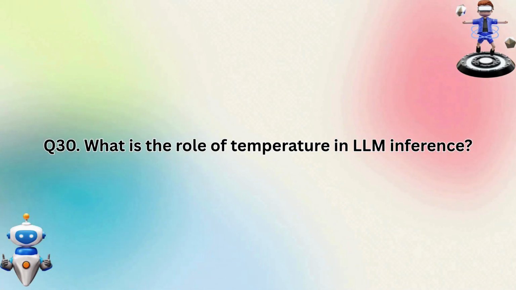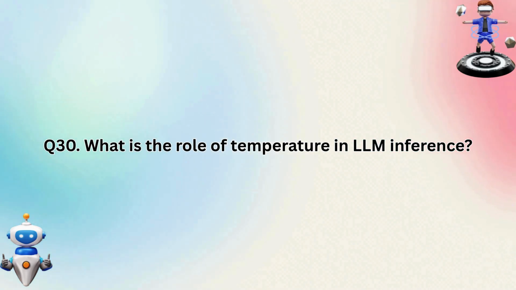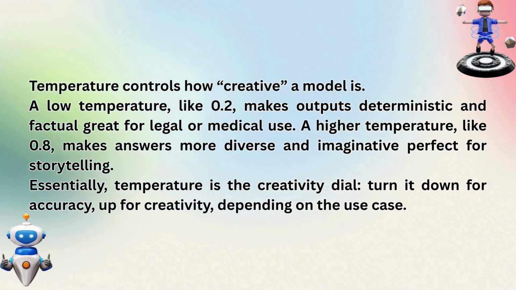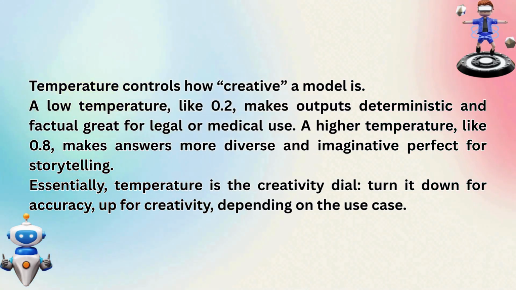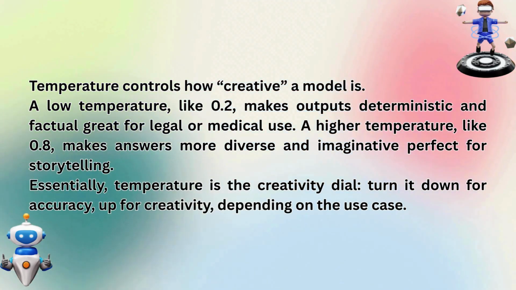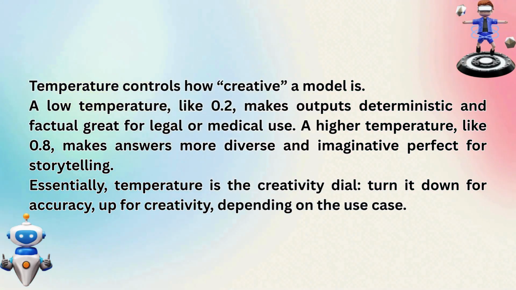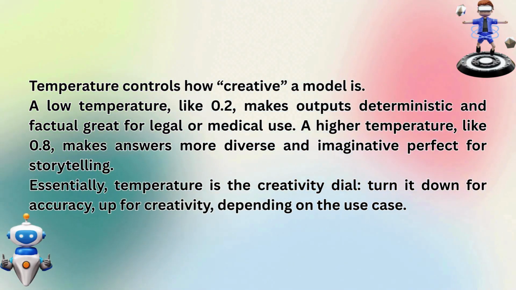What is the role of temperature in LLM inference? Temperature controls how creative a model is. A low temperature, like 0.2, makes outputs deterministic and factual, great for legal or medical use. A higher temperature, like 0.8, makes answers more diverse and imaginative, perfect for storytelling. Essentially, temperature is the creativity dial. Turn it down for accuracy, up for creativity, depending on the use case.